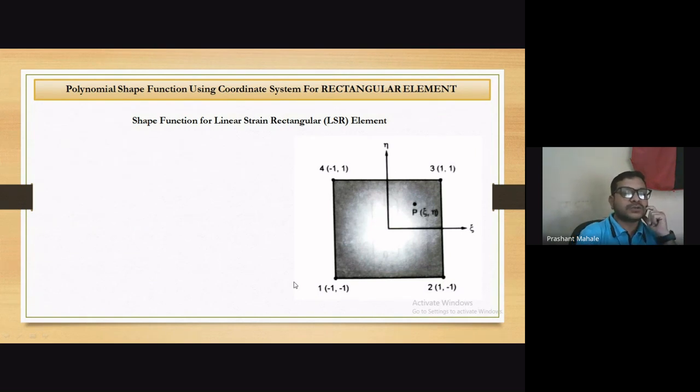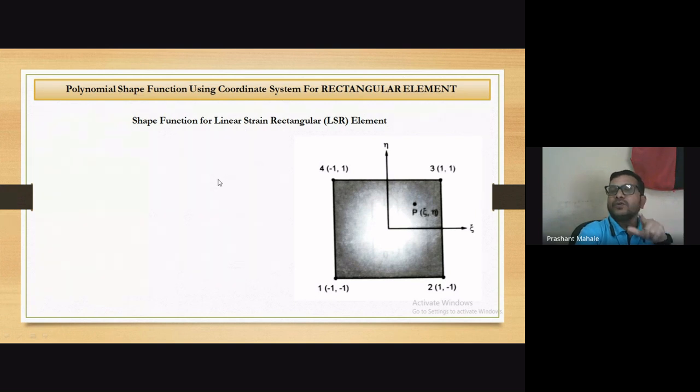So you just concentrate on this terminology. What is that? Linear strain rectangular element. It is called LSR.